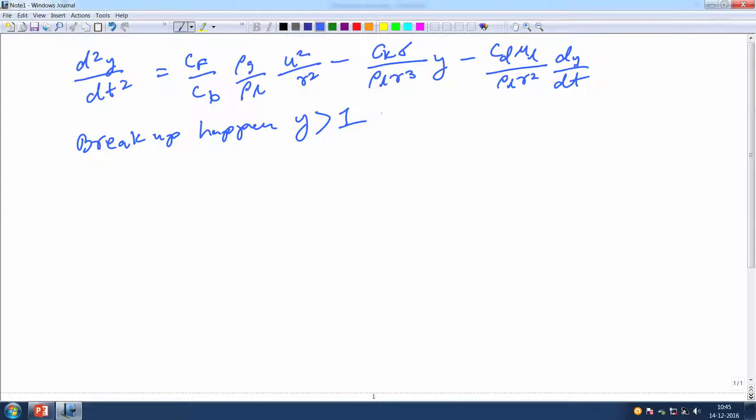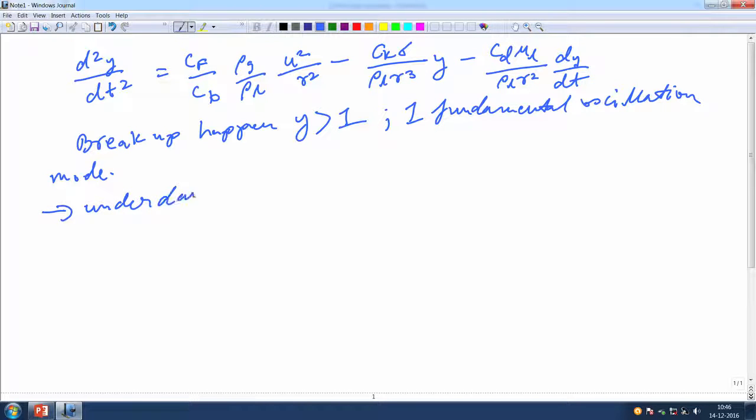And there is only one fundamental oscillation mode, right, one fundamental oscillation mode only, got it. That part should be very clear to all of you. Now, how to solve this particular equation? If you take this system to be underdamped, the basic assumption is underdamped, it is not critically damped, it is not overdamped.